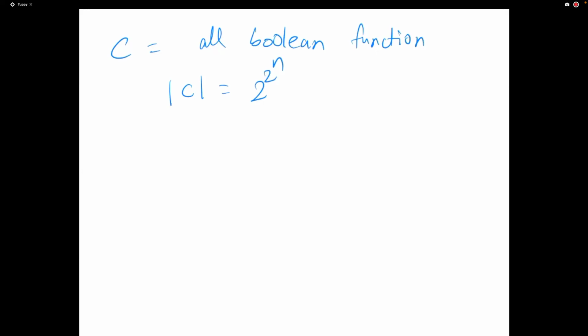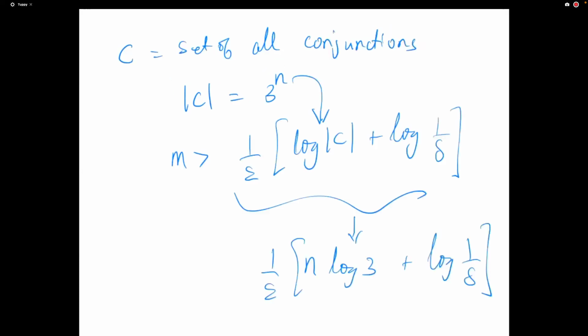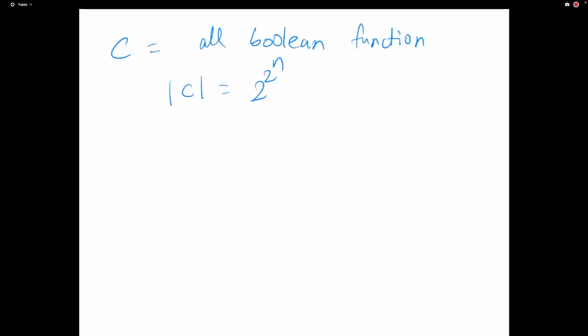Honestly, I could write the whole thing again, but really the only thing that matters is the log of the size of C. Log size of C is just 2 to the power n, depending on the log base. So let's just make it order of 2 to the power n. That quantity is exponential in the dimensionality. So when you plug that into the sample complexity bound, you don't satisfy the conditions for PAC learnability. So all Boolean functions are not learnable.